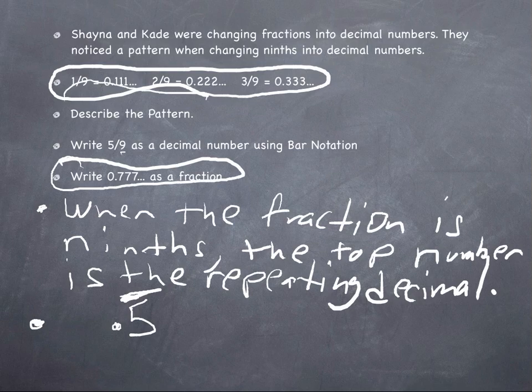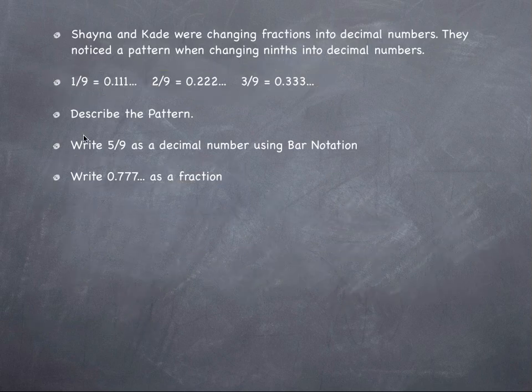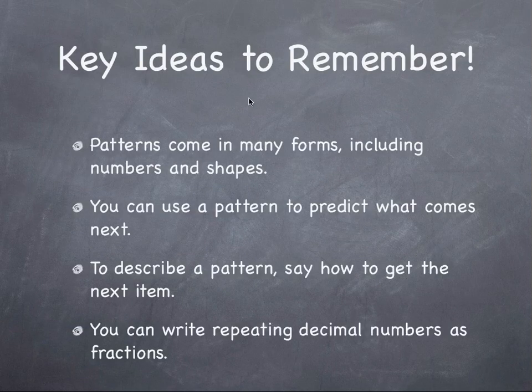So let's take a look at what we learned today. So far, we've learned these things here, the key things for you to remember. Remember that patterns come in many forms, including numbers and shapes, that you can use a pattern to predict what's going to come next just by looking at the number of triangles in each figure. We saw that it went up by 2 each time, so each figure number is going to have 2 more triangles in it.